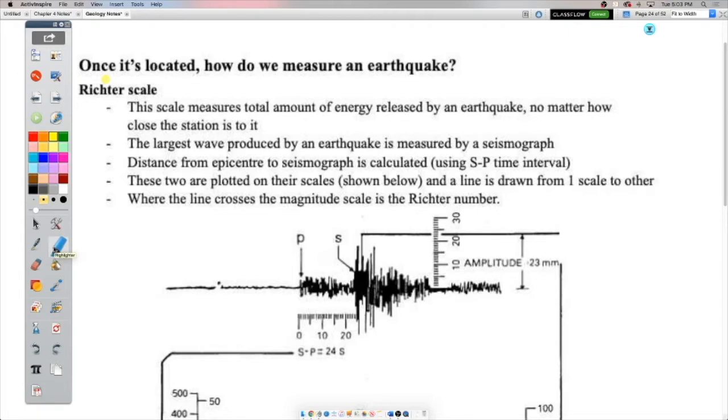The Richter scale is actually a really clever scale. It allows us to put a number to the magnitude of the earthquake, no matter how far away it is from us. It measures the total amount of energy released, no matter how close the station is to it. We take the largest wave produced by an earthquake. You can imagine a bigger earthquake means bigger waves, bigger shaking of the seismograph. Then, like we talked about last time, we calculate the distance from the epicenter to the seismograph using our S-P time interval. Those are the only two things we need to know to figure out its Richter rating.